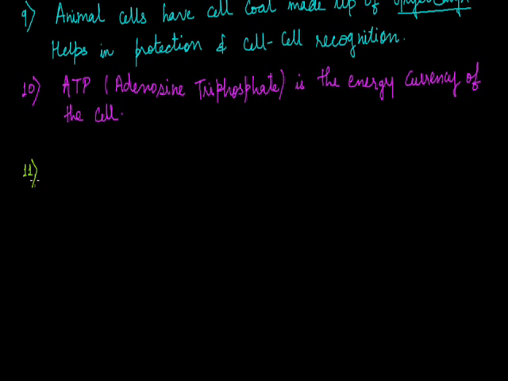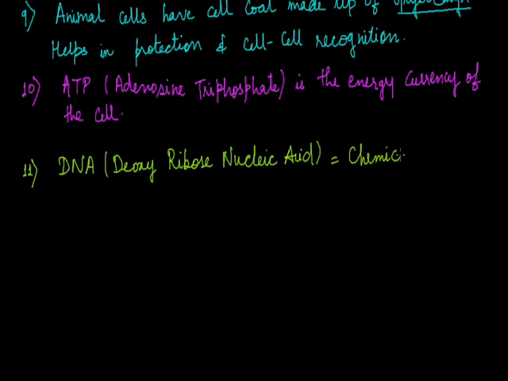As the protoplast is called the physical basis of life, DNA is called the chemical basis of life. DNA stands for deoxyribose nucleic acid. DNA makes up the chromosome. We have just discussed in this lecture that chromosomes contain genes, and these genes are chemically made up of DNA, and DNA is deoxyribose nucleic acid.